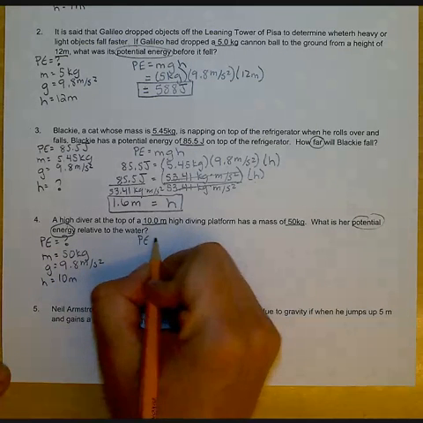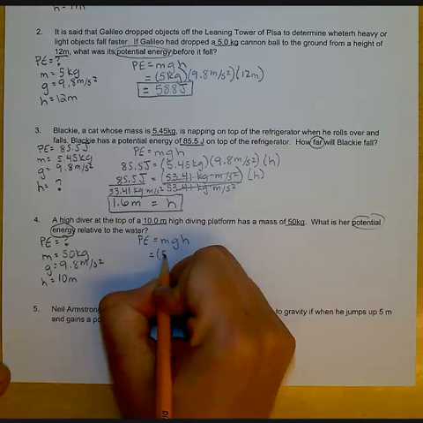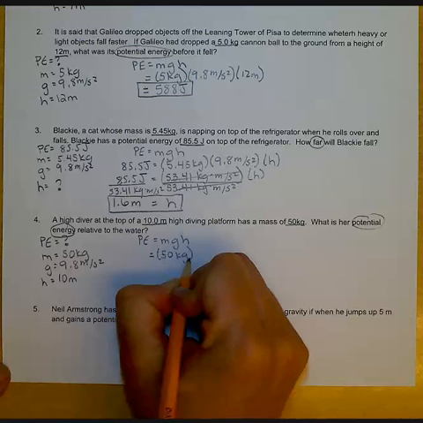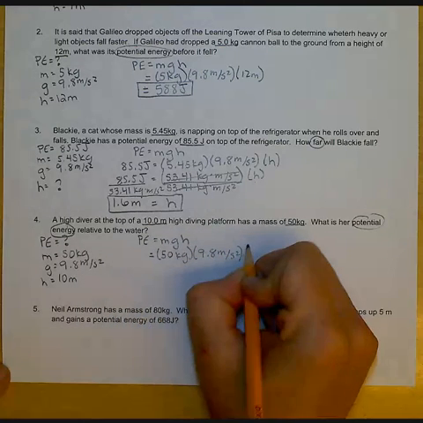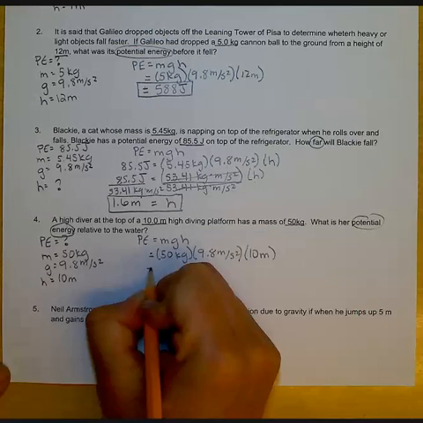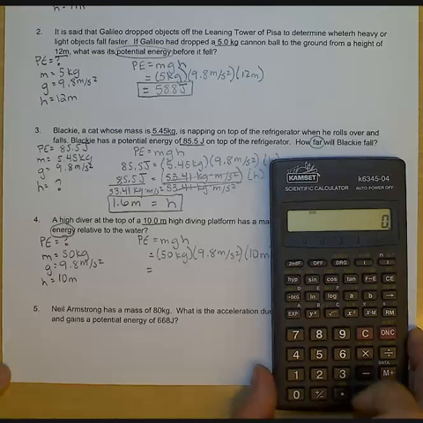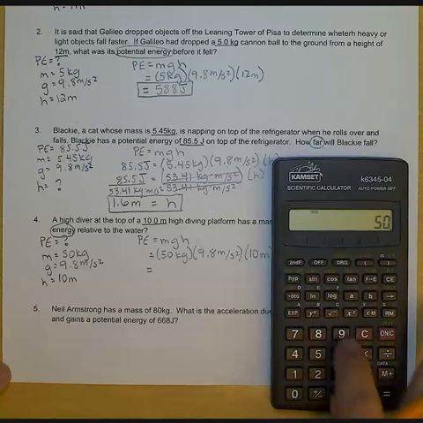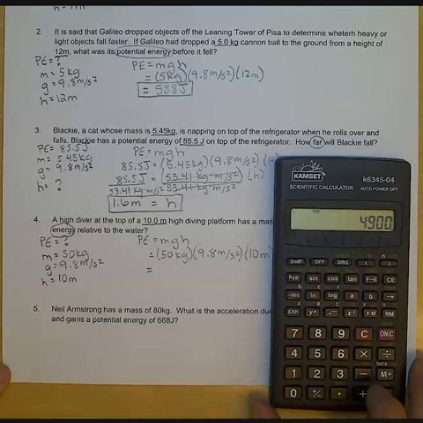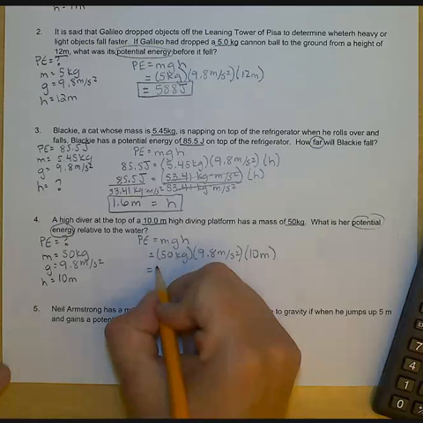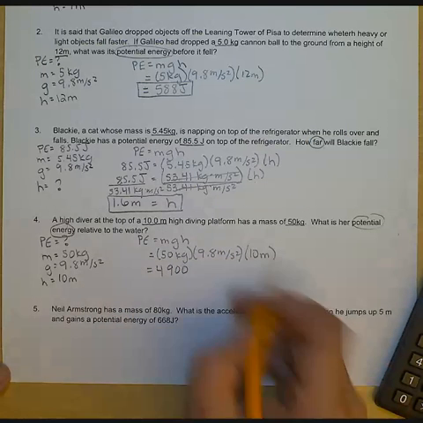I'll write in my equation, and I'll substitute in what I know. And I can multiply out all my numbers. So 50 times 9.8 times 10. And of course, that's going to be in joules.